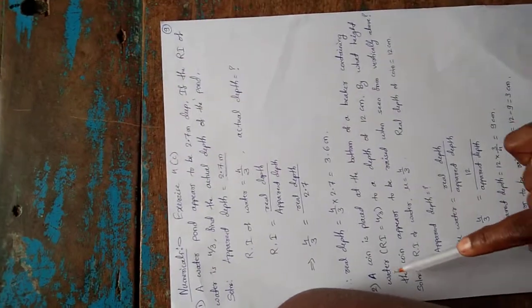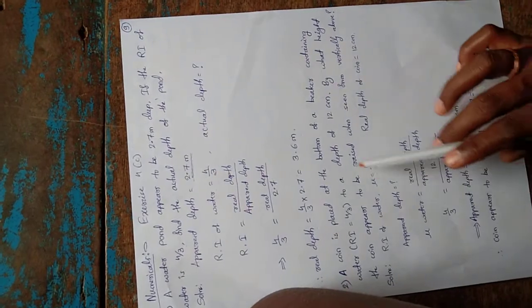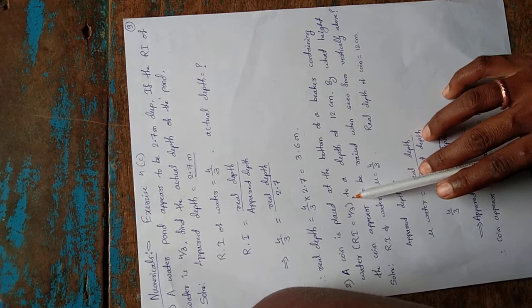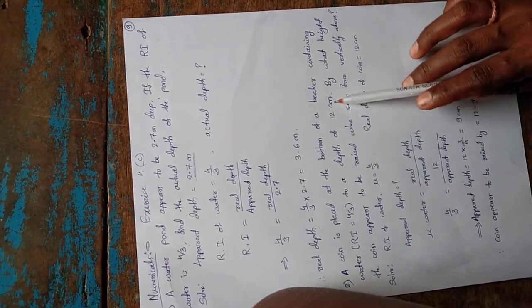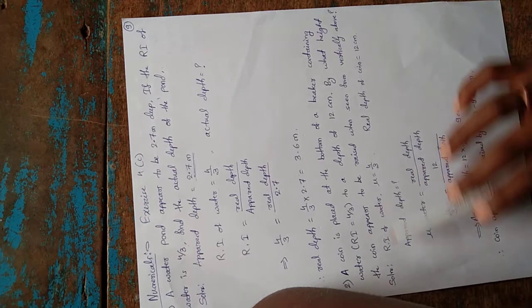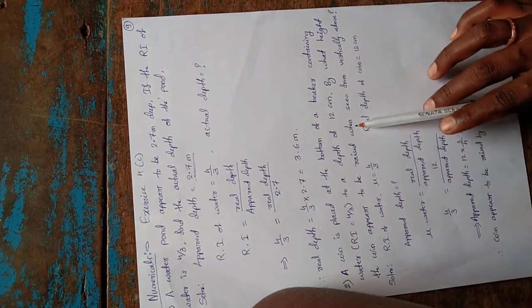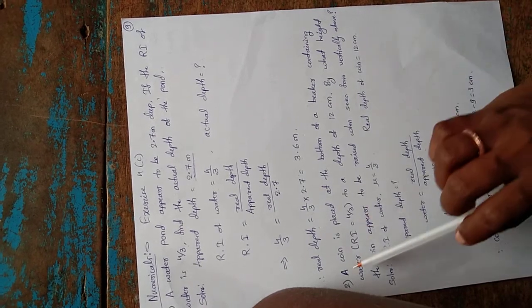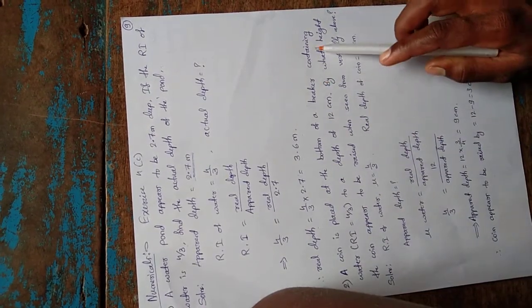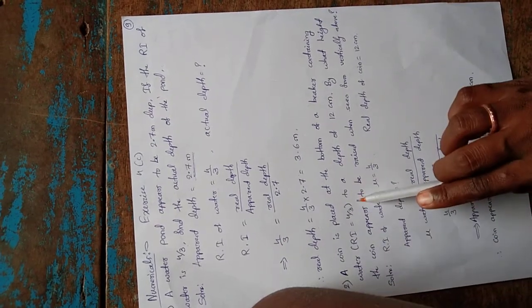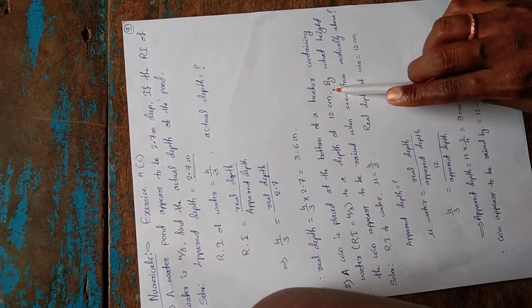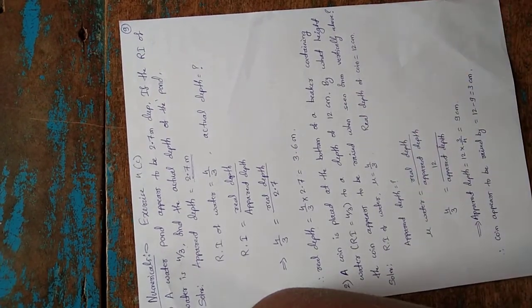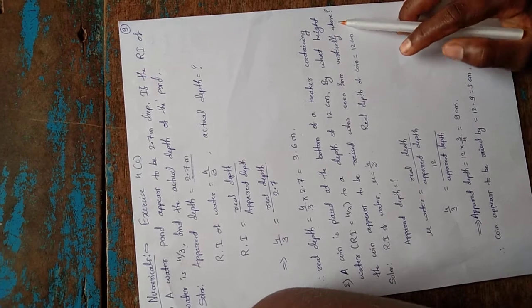Next, a coin is placed at the bottom of a beaker containing water. Refractive index is 4/3, to a depth of 12 centimeter. By what height does the coin appear to be raised when seen from vertically above?